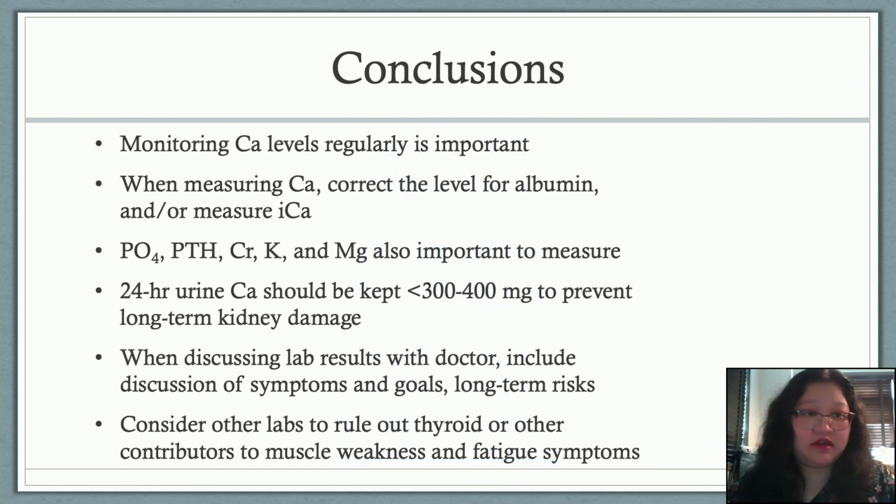So just in conclusion, we want to impress upon you that monitoring calcium levels regularly is very important in hypoparathyroidism. When measuring the calcium levels, you want to correct for the albumin level and or measure the ionized calcium level. It's also important to remember to check your phosphorus if you're immediately post-op, the PTH, also the creatinine, potassium, and magnesium. The 24-hour urine calcium should be kept less than 300 to 400 milligrams to prevent long-term kidney damage. And when you discuss your lab results with a doctor, include a discussion of your symptoms and goals, as well as your long-term risks based on the results. And you may want to consider other labs to rule out thyroid or other contributions to muscle weakness and fatigue symptoms.